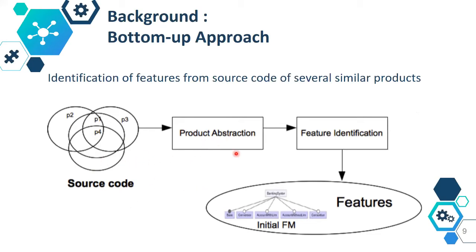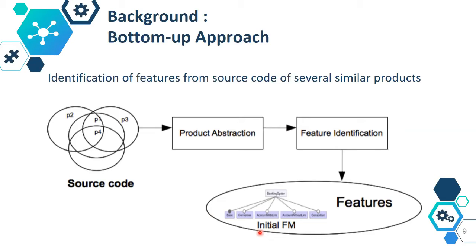By some product abstraction, we will identify the different products, the different classes inside the source code, to identify the different features present inside the common part, the variable parts, and so on, by the feature identification. And after that, we can make the design for the feature model for the entire product line, as you can see here.